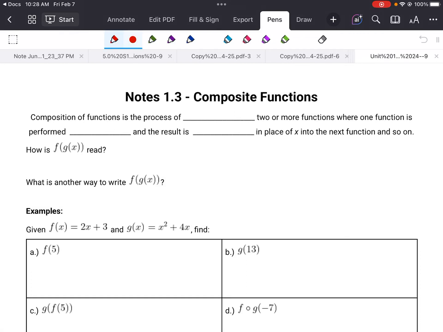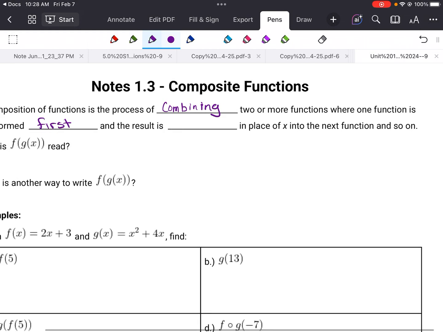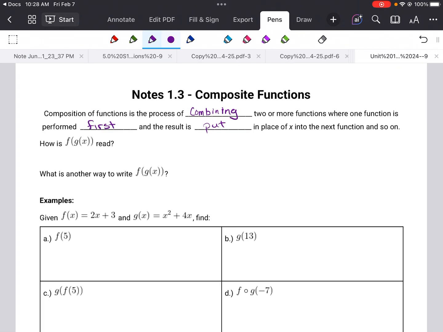All right, lesson 3 of unit 1. Today we're going to look at composite functions. Composition of functions is the process of combining two or more functions where one function is performed first and the result is put in place of x into the next function, and so on.